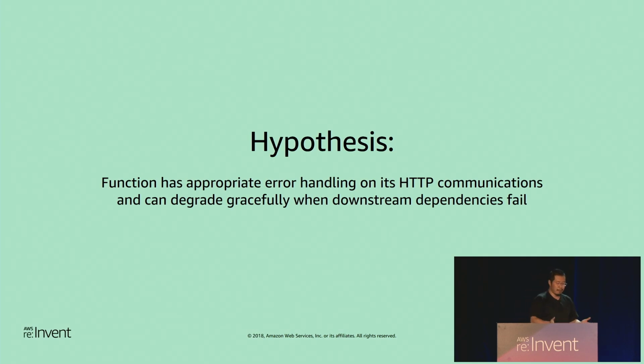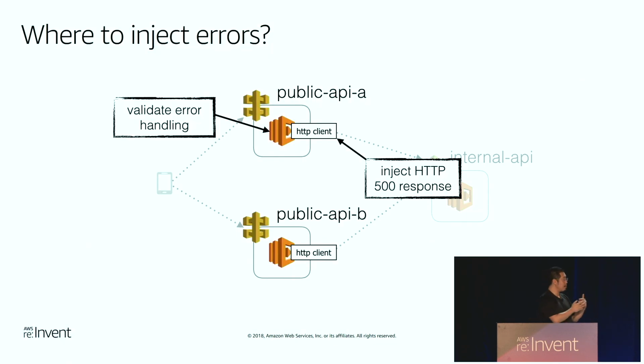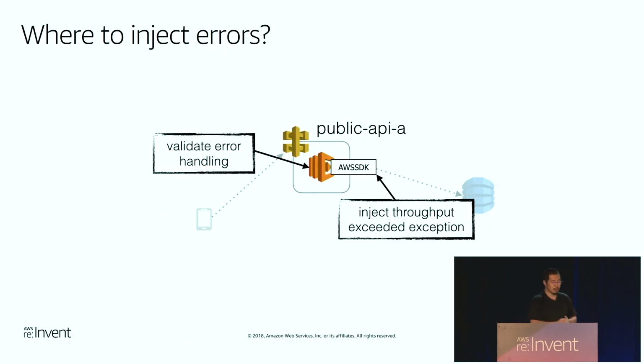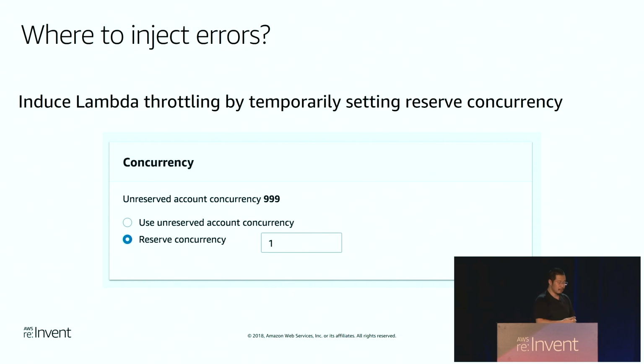As a simple hypothesis, you might say, okay, my functions are handling those HTTP errors properly, and we can simulate those failures by, again, injecting errors into our HTTP client. And as we mentioned earlier, for specific AWS services, we can also monkey patch the AWS SDK to also inject service-specific errors as well.